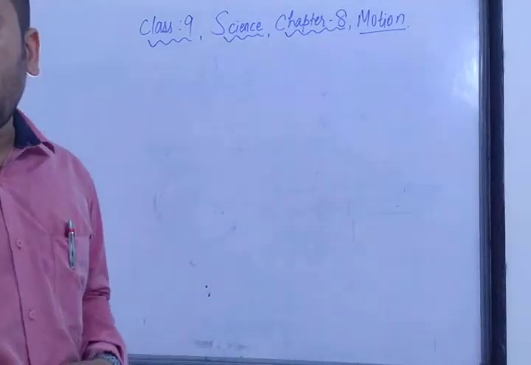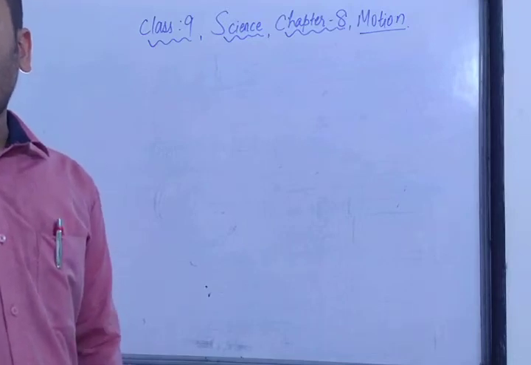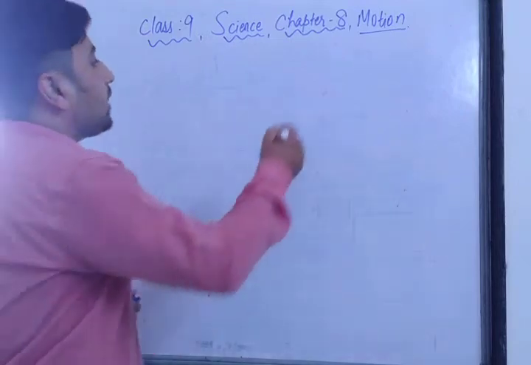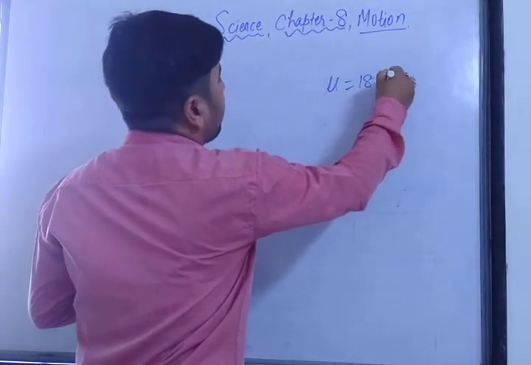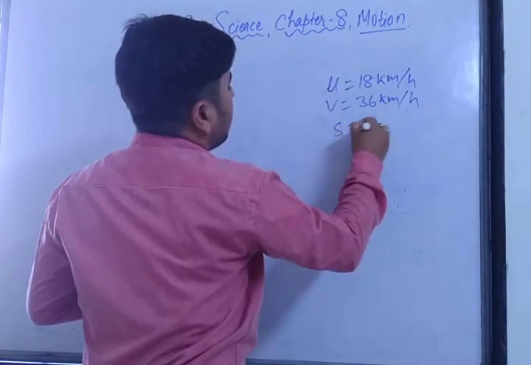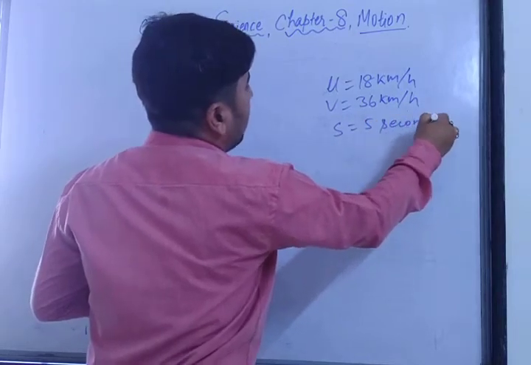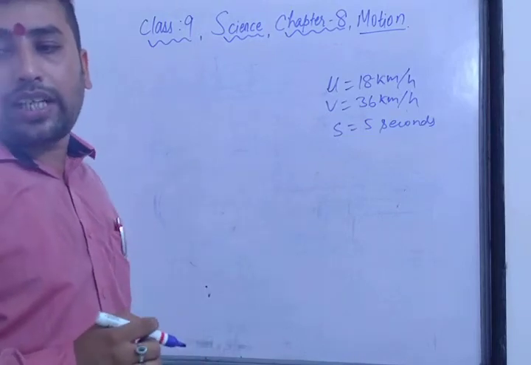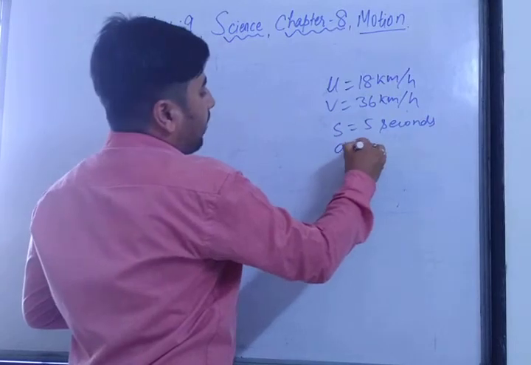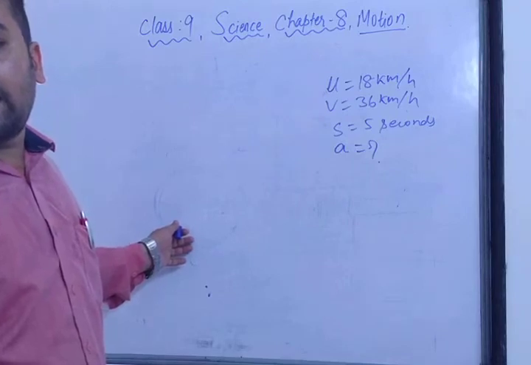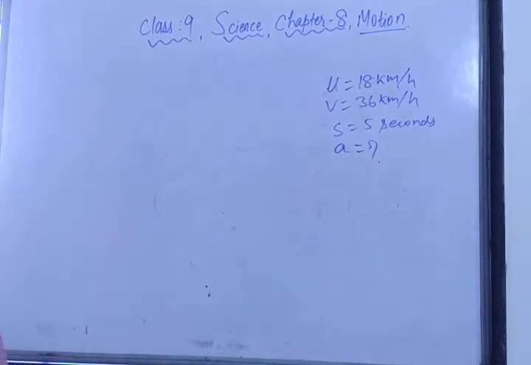A car has accelerated uniformly from 18 km per hour to 36 km per hour in 5 seconds. So u is 18 km per hour, v is 36 km per hour, and t is equal to 5 seconds. Now, calculate the acceleration. What do you have to calculate? You have to calculate the value of a. And second is the distance covered by the car. Distance means s, so you have to calculate the value of s.